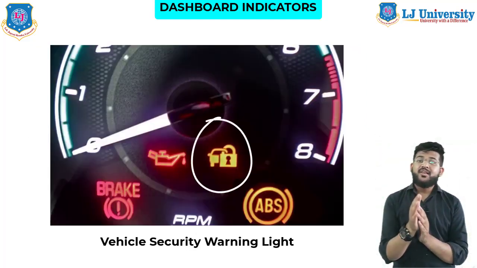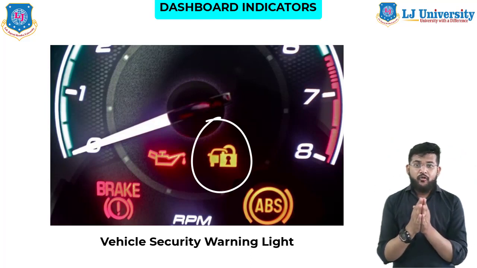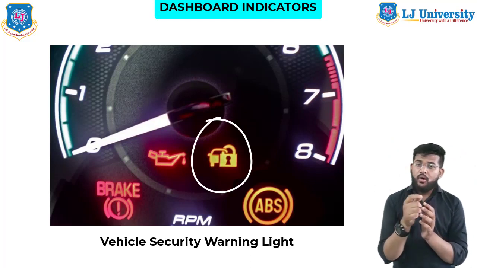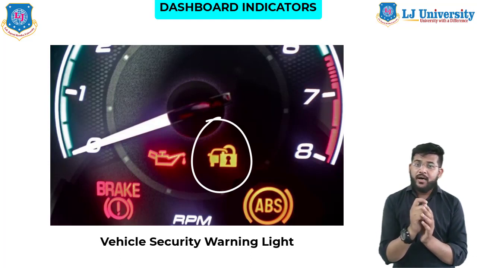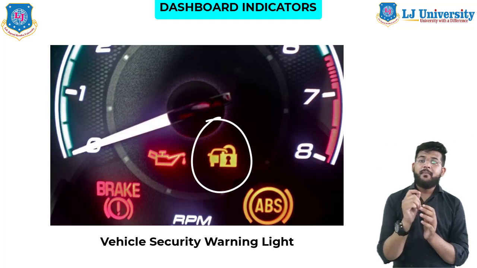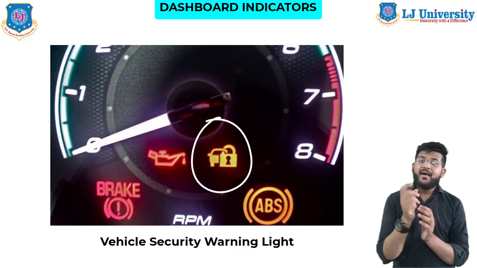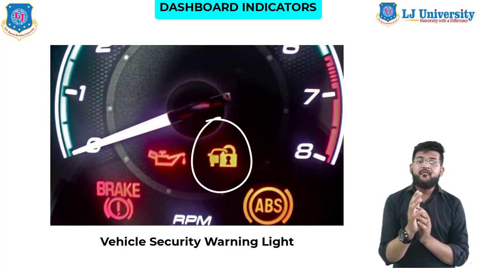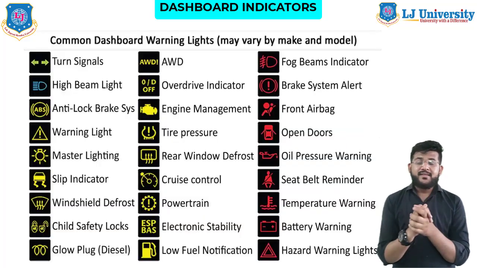Next is the vehicle security warning light. What is the meaning of that? The vehicle security warning light comes on when the security system of the car has failed or is failing. It is also quite common for the light to come on after the battery has died. When the security light is on, there is a high chance that the car will not start once it is cut off. So that's it in today's video.